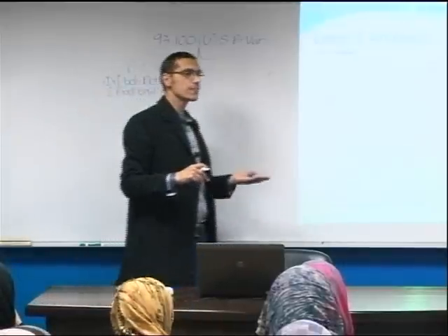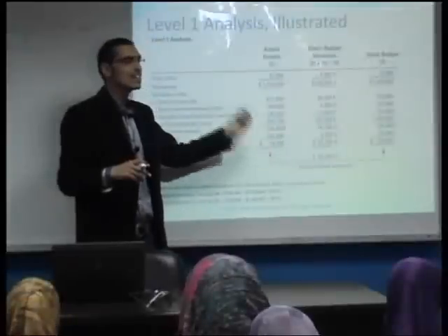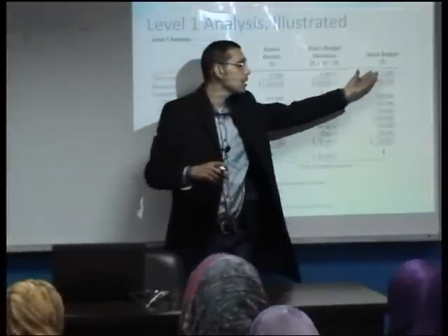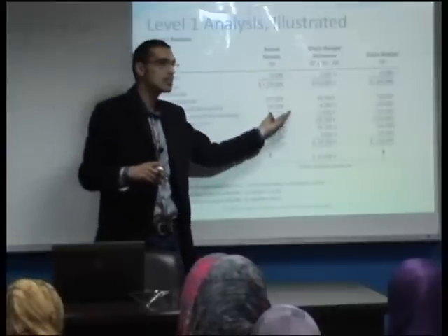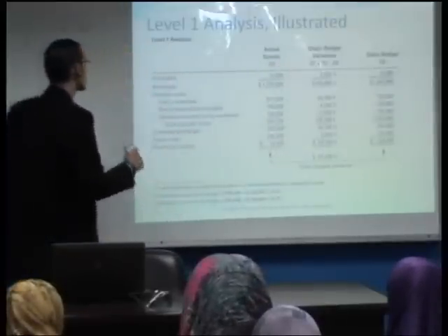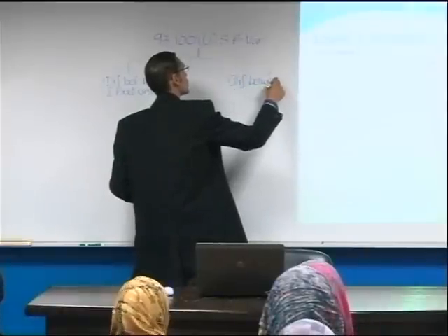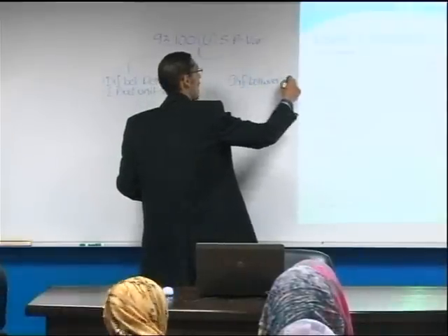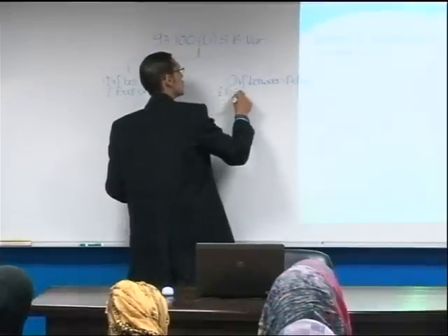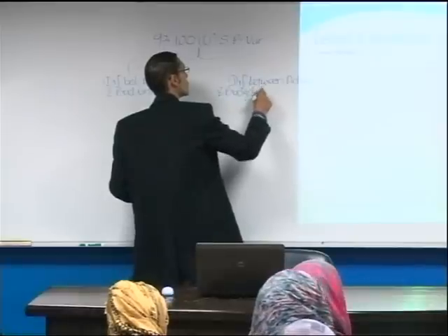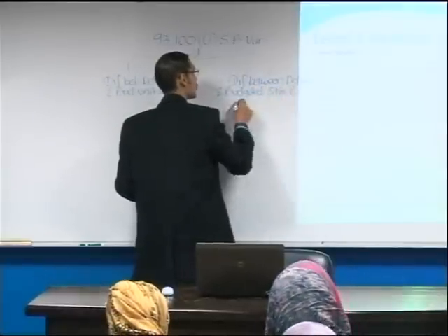The second cause of this 93,100 is the differences between the budgeted selling prices and budgeted costs and the actual selling prices and the actual costs. Therefore, the second cause is the difference between actual and budgeted selling prices and costs.